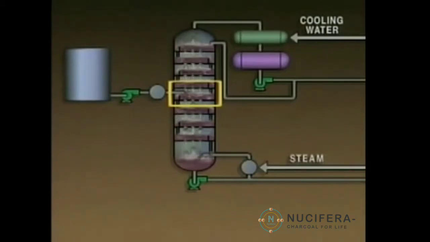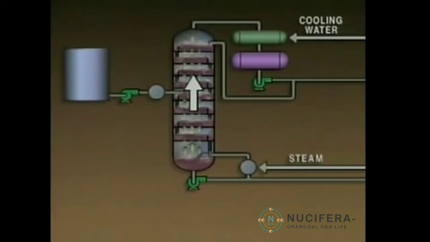If the temperature at the feed point is higher than it should be, more of the heavier components will vaporize and move up the tower instead of moving down the tower as a liquid. On the other hand, if the feed point temperature is too low, less of the lighter components will vaporize, and more lighter components will end up in the bottoms.